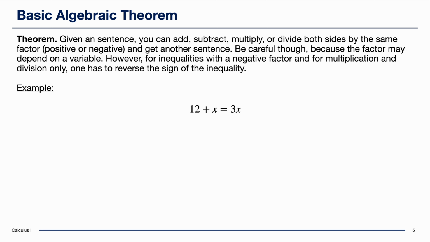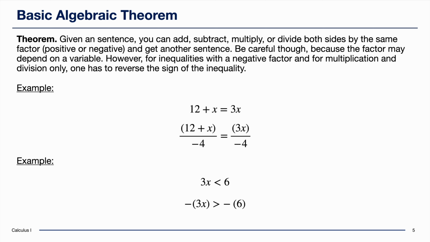12 plus x is equal to 3x. We can divide both sides by negative 4 and get another sentence. Another example is 3x is less than 6. We can multiply both sides by negative 1, flip the sign of the inequality, and get another inequality.